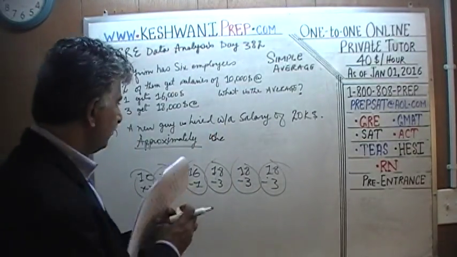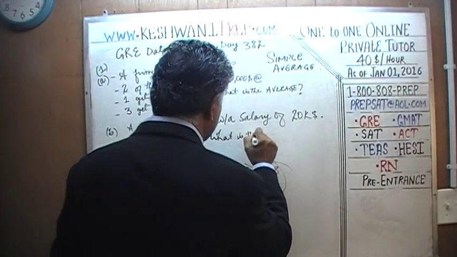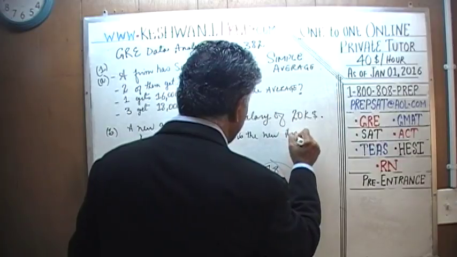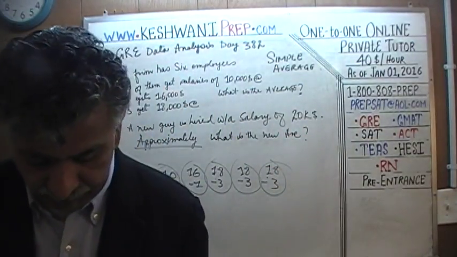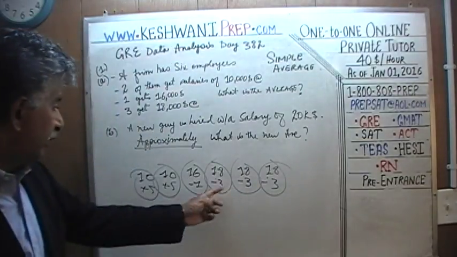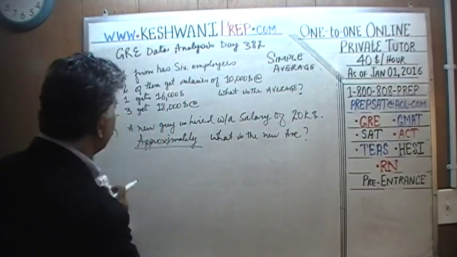Approximately, what is the new average? Now, we understand it's a continuation of this problem. The assumption here is that we already know that the average of these 6 people is 15. So let's add one more guy here. I'm going to rewrite the figures.